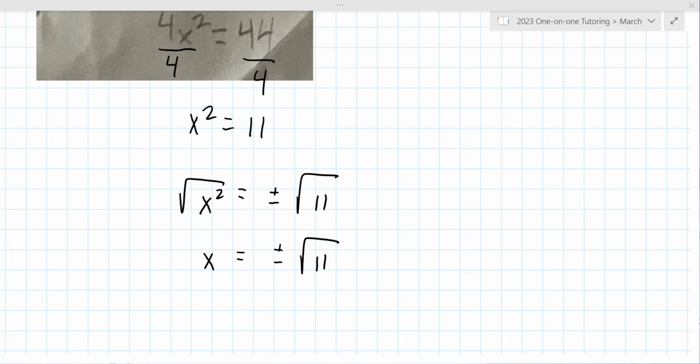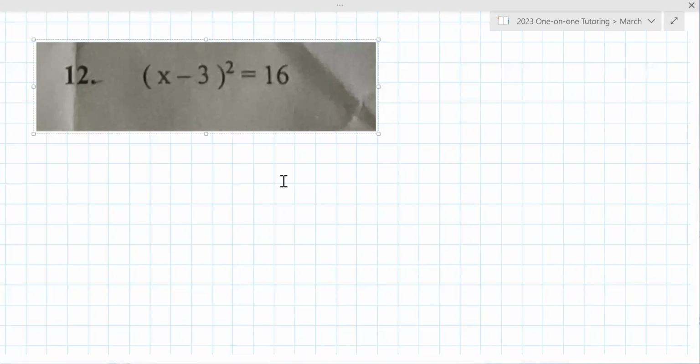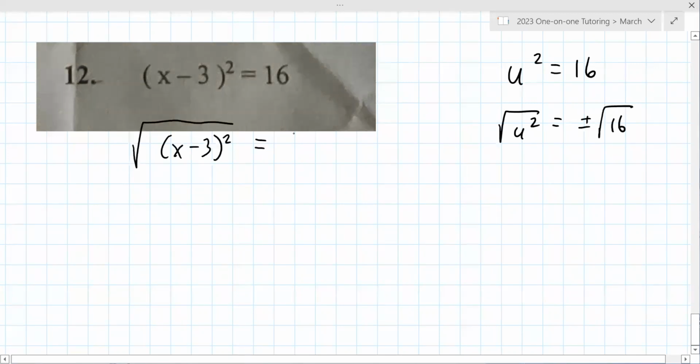Any questions on that? No. All right, so new problem here, number 12. It's kind of the same, but not completely the same as the previous ones. Your goal is to undo the square. Like you really want to look at this as u squared equals 16, meaning u is your variable, because you know what to do. You take a square root of both sides. So you should do the same thing here on the left. You should take the square root of both sides. The square root undoes the square.